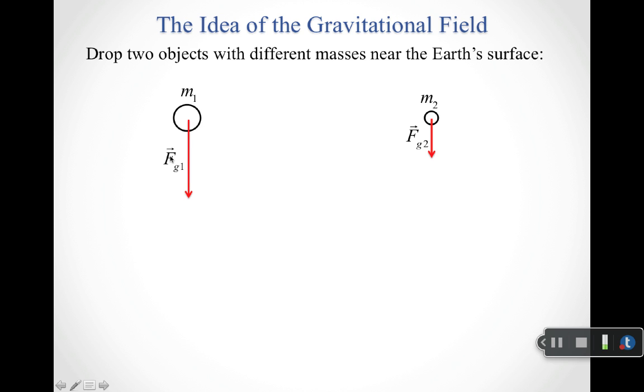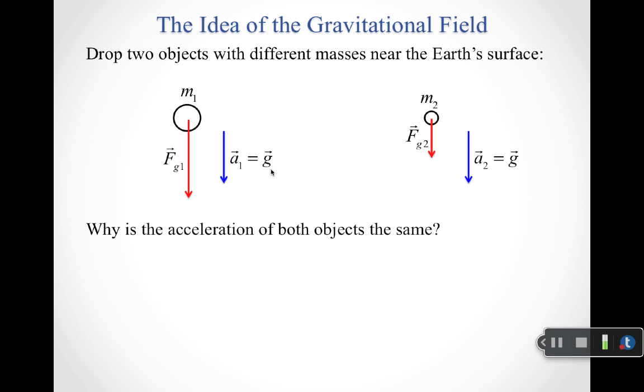So if mass 1 is bigger, it's going to have a larger weight, it's going to feel a larger gravitational force. But when I think about the gravitational acceleration, the gravitational acceleration didn't care about the mass that I was dropping. You drop some large ball or some small ball, and they're both going to fall with a gravitational acceleration equal to 9.8 meters per second squared.